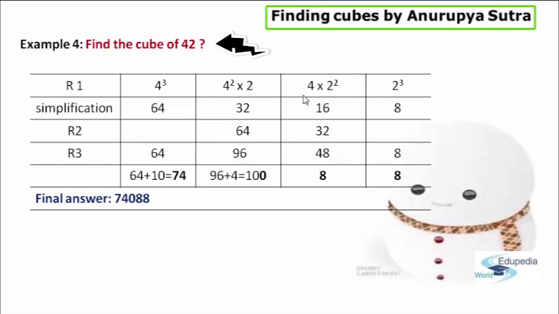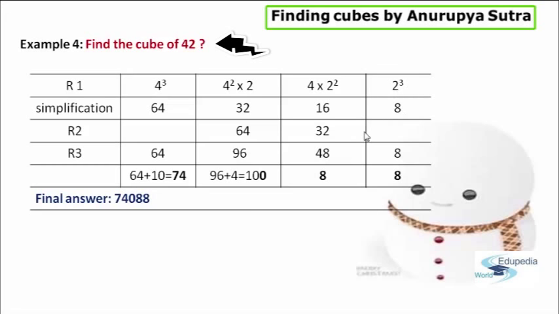Moving to the third part, here we have to multiply the digit in tens place with the square of the digit in ones place. So therefore 4 into 2 square is equal to 4 into 4, which is equal to 16, and the answer 16 I have written in the next row called simplification over here. Finally, moving to the last part, that is the fourth part, here we have to cube the digit that is in ones place. So here in the example 42, we have 2 in ones place, and if we cube the number 2, we get 8, and this 8 I have written in the next row called simplification over here.